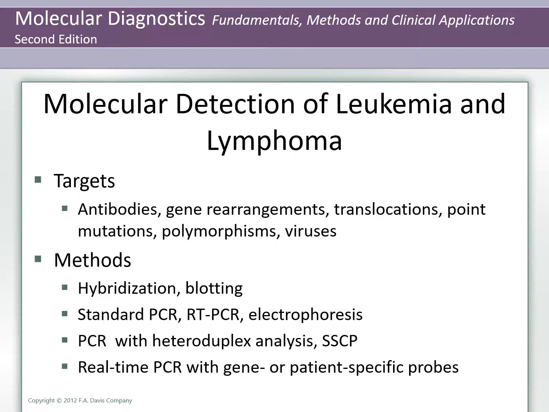Targets associated with hematological malignancies include antibodies, gene arrangements, translocations, point mutations, polymorphisms, and viruses. The methods for molecular detection include hybridization, blotting methodologies, standard PCR, real-time PCR, electrophoresis, PCR with heteroduplex analysis, SSCP, and real-time PCR with gene or patient-specific probes. So a lot of these methods are similar to what we saw with the detection of solid tumors.